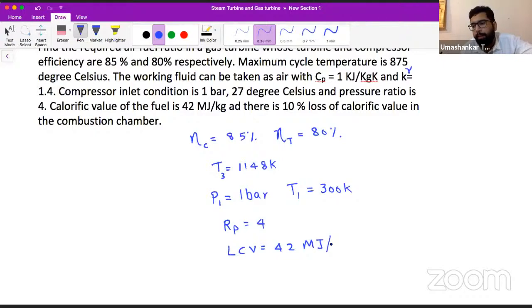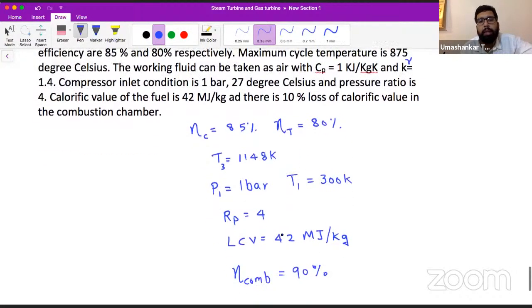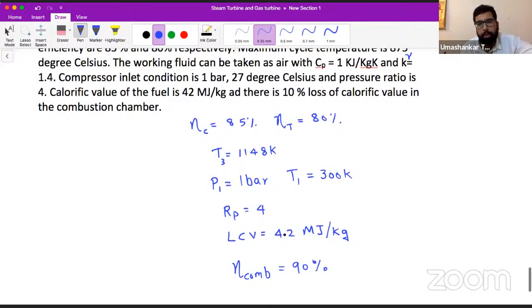It doesn't matter. And there is 10% loss of calorific value in the combustion chamber. So if 10% is lost, what will be your combustion efficiency? It will be 90%. And you are required to find the mass air fuel ratio.